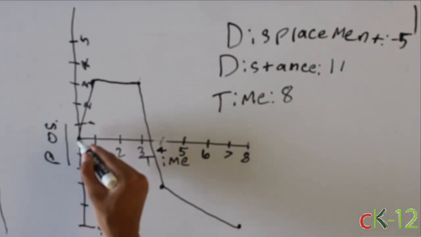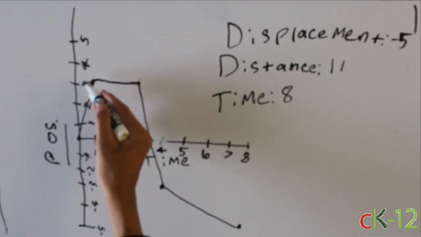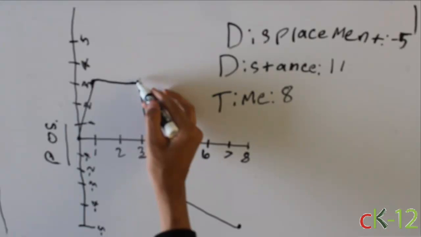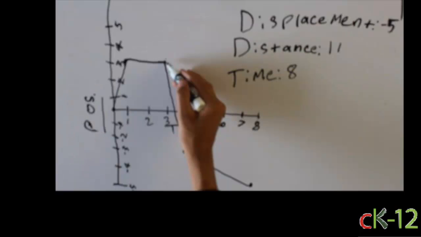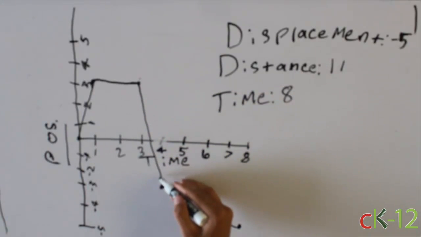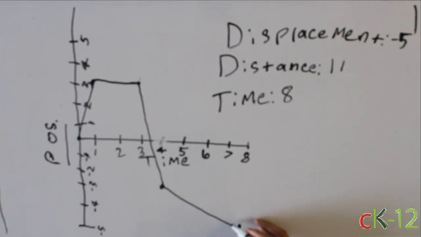The first section here is going up fairly steeply, meaning that the car is traveling quickly in the positive direction. And the flat section here shows that the car is not moving at all. And the very steep downward section shows that the car is moving very quickly in the negative direction. Then this next, flatter section shows that it slowed down but kept moving negatively.